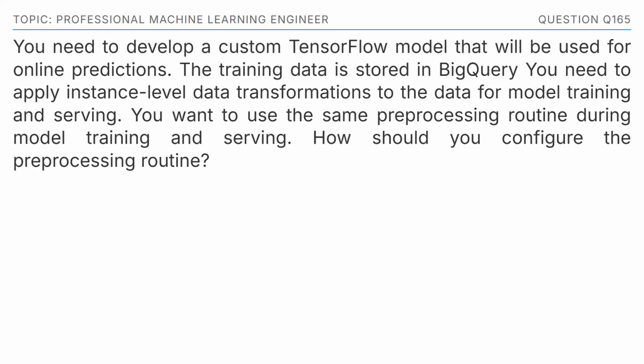You need to develop a custom TensorFlow model that will be used for online predictions. The training data is stored in BigQuery. You need to apply instance-level data transformations to the data for model training and serving. You want to use the same pre-processing routine during model training and serving. How should you configure the pre-processing routine?